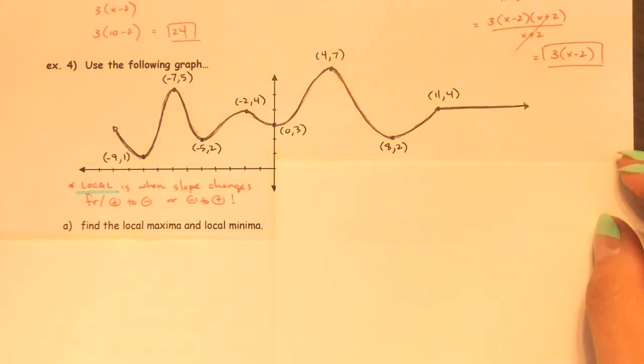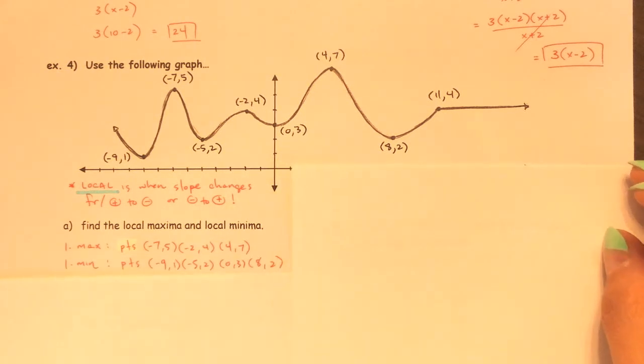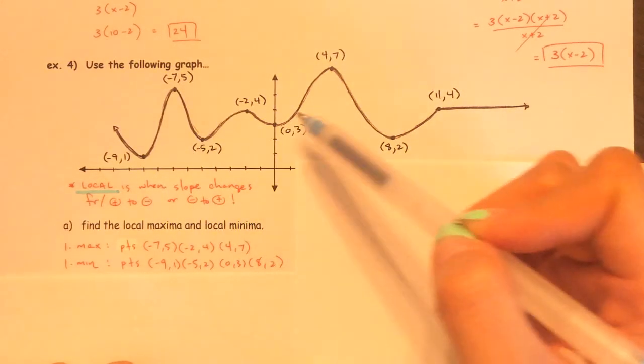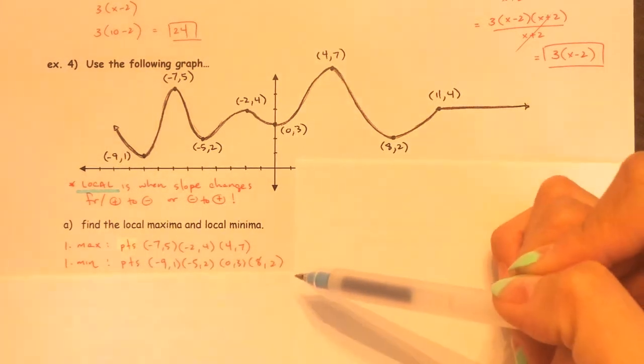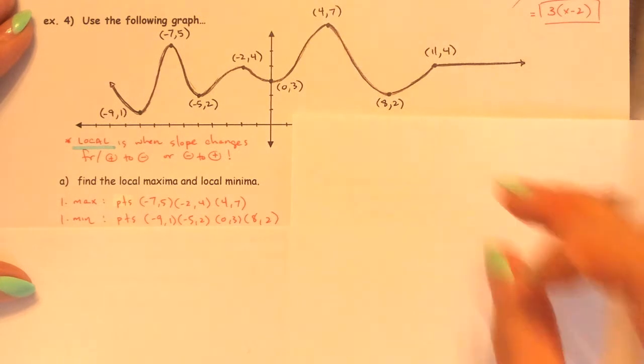So then we list all your local maxes and your local mins. How many maxes? We had 3. How many mins? 1, 2, 3, 4. We had 4. So you list your points, because those are points, and you don't want to get them mixed up between points and intervals.